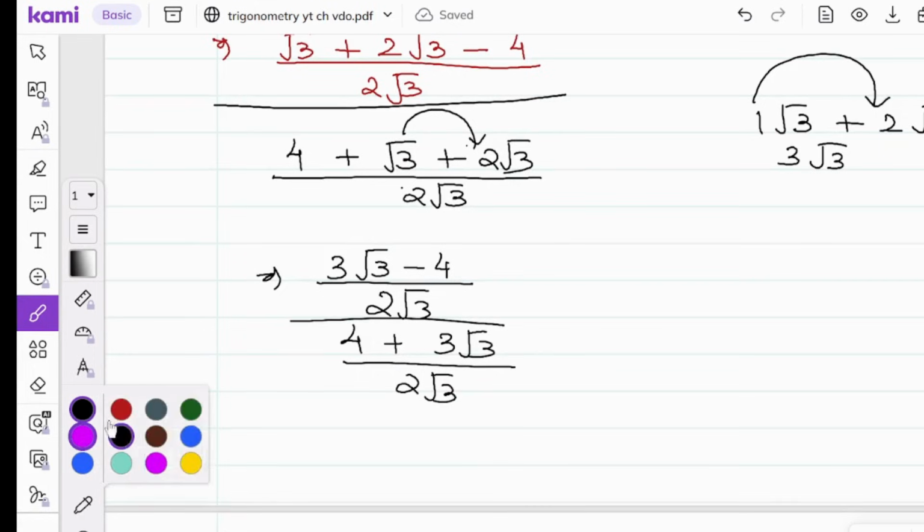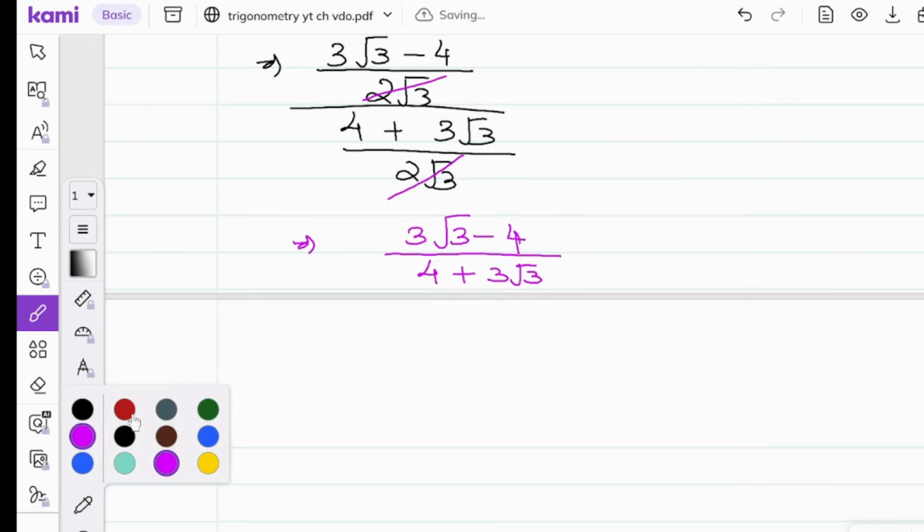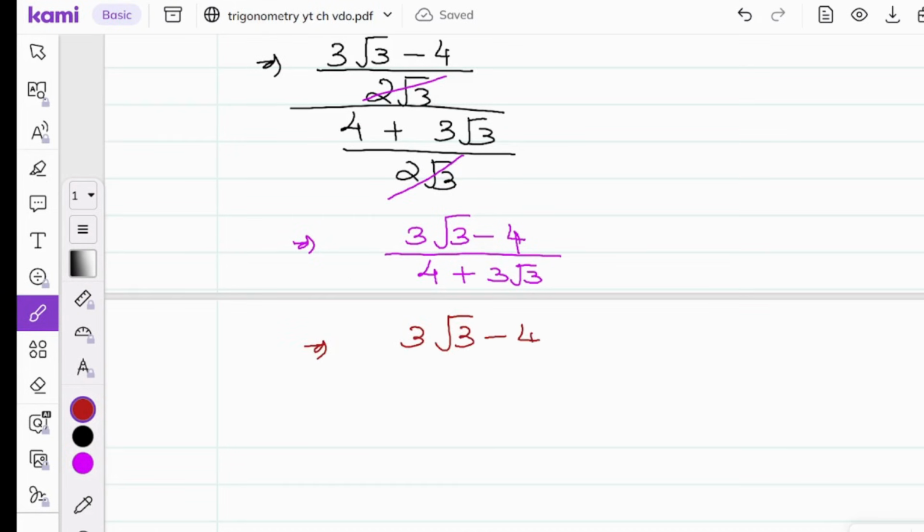So what will happen here, this 2 root 3 and this 2 root 3 will get cancelled, and I'm going to get 3 root 3 minus 4 divided by 4 plus 3 root 3. So what can I do here? I can rearrange the numbers. That is 3 root 3 minus 4. In the same order, I am going to rearrange in my denominator also. That is 3 root 3 plus 4.